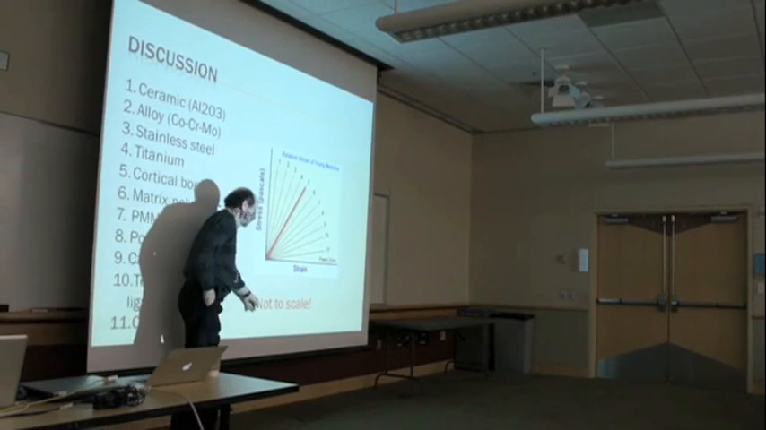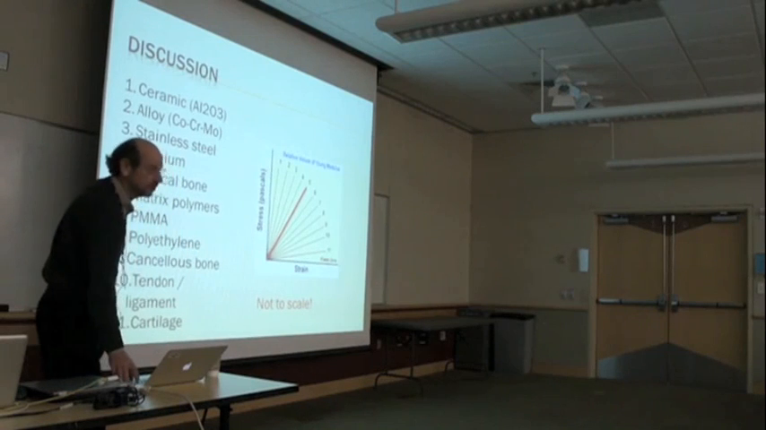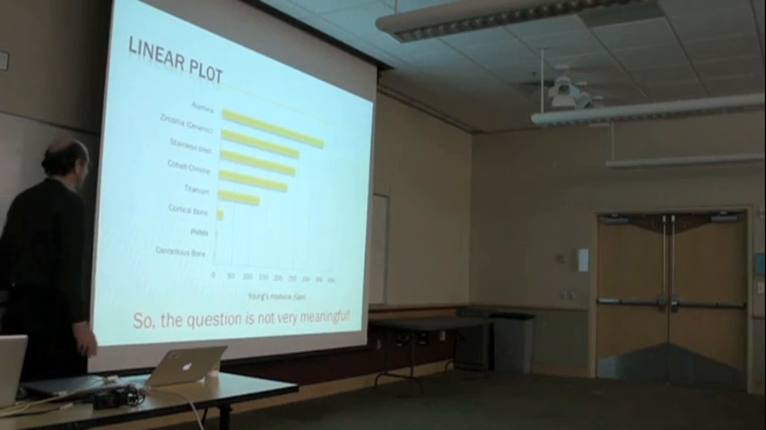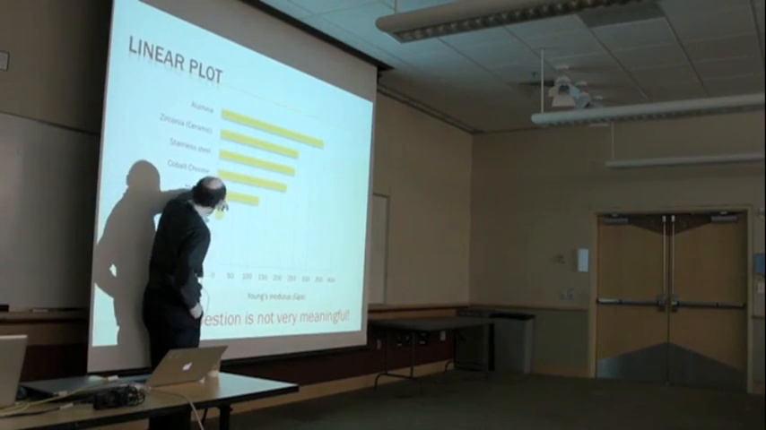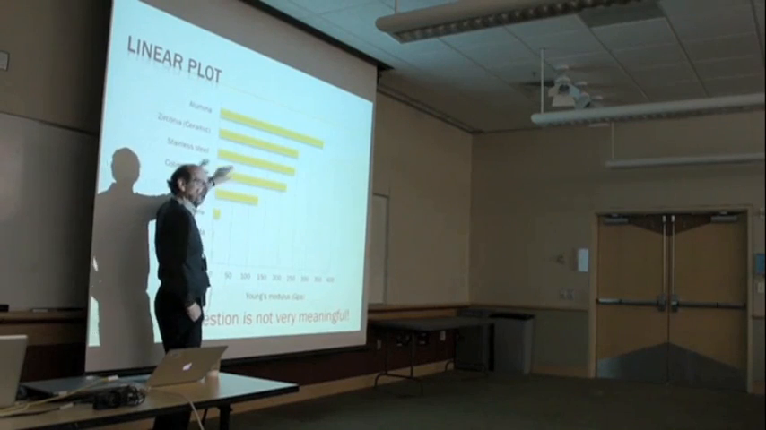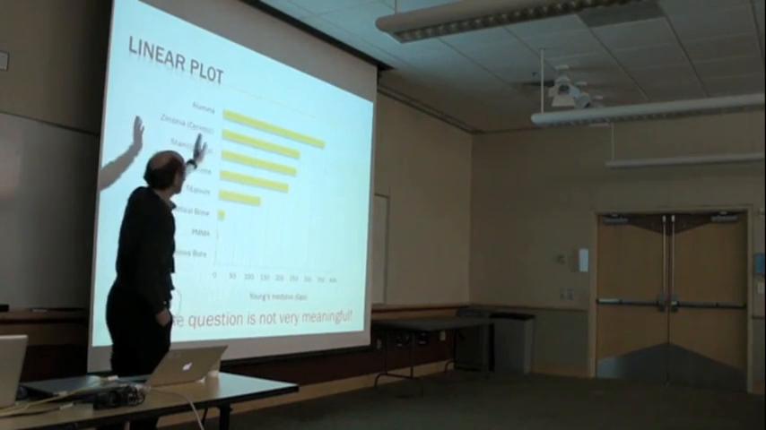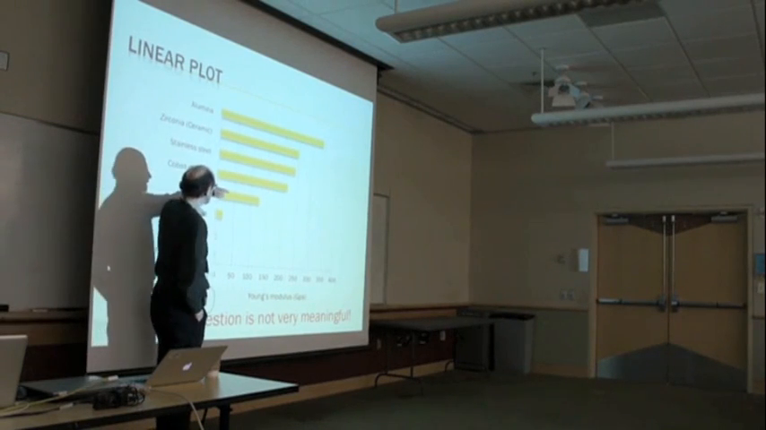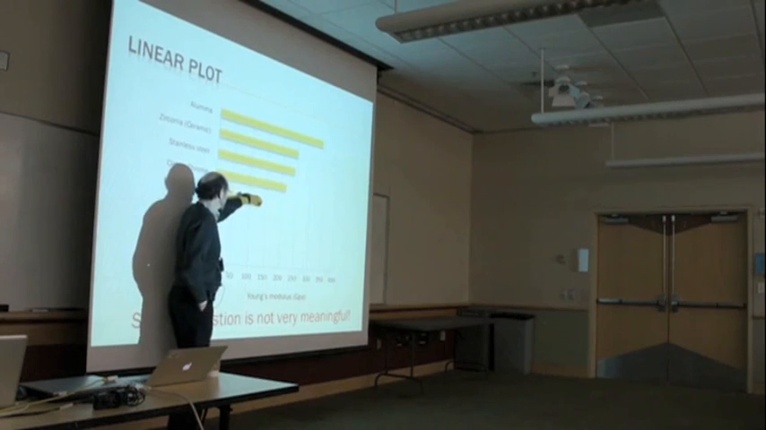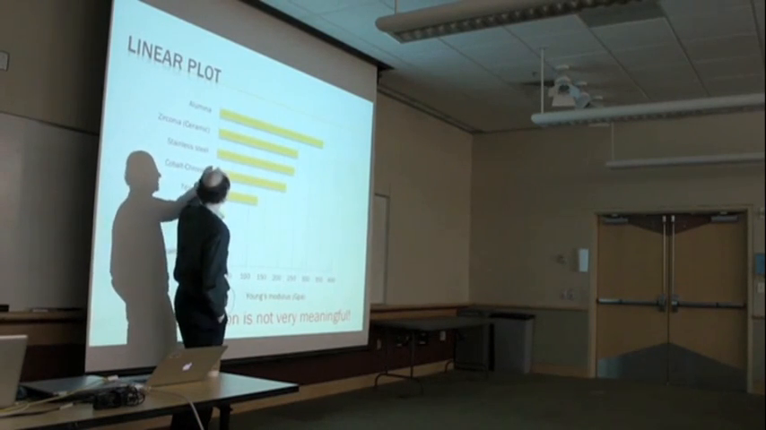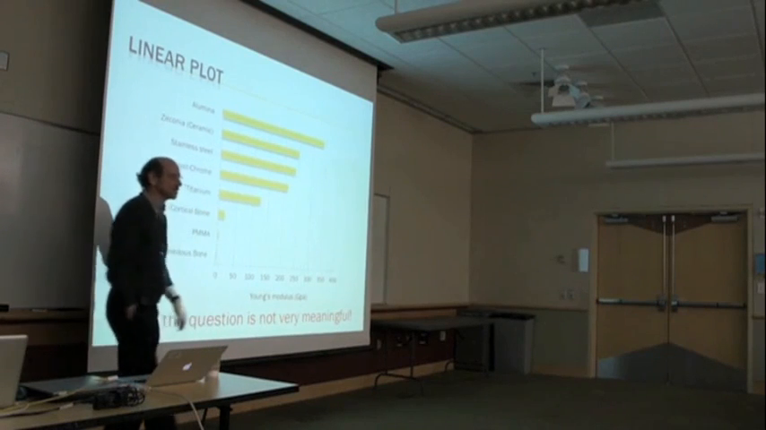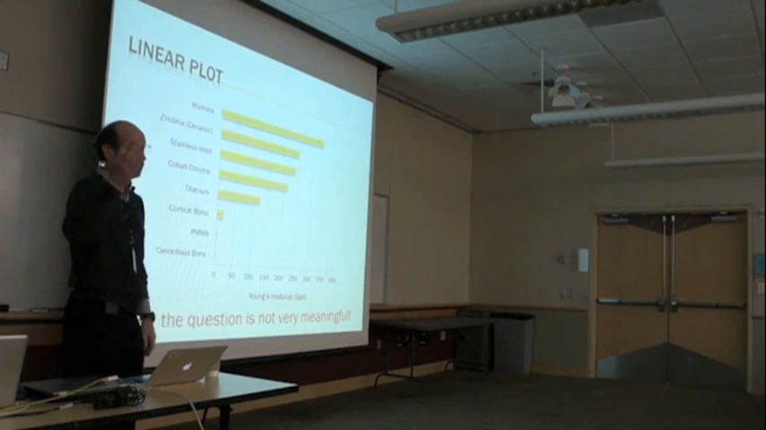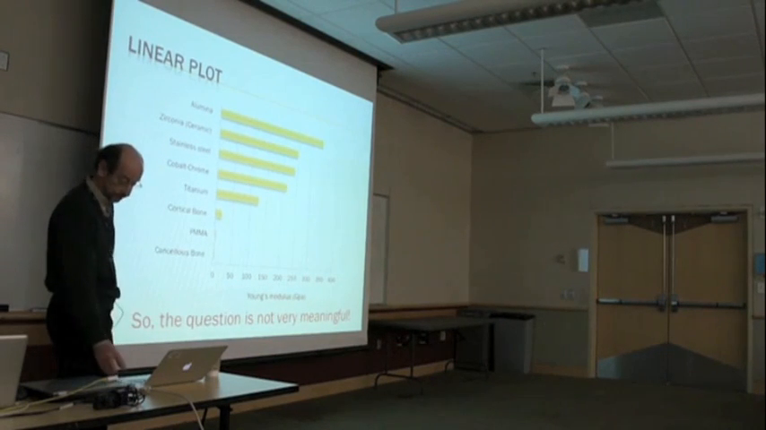Notice I've put "not to scale," because it turns out that if you look at the actual modulus, here's the numbers and here's the graph, you can see that bone is just visible down here, and all of the other things are way, way out there. So it's a little bit deceptive to say, well, titanium is what you go for because it's only 6 times stiffer than bone compared to cobalt chrome, which is 10 times stiffer than bone. So that's why I think the question's not very meaningful, but you're going to be asked it, and titanium's the answer.